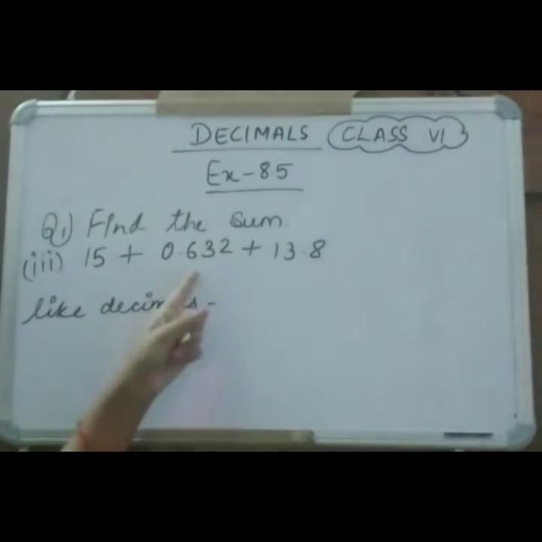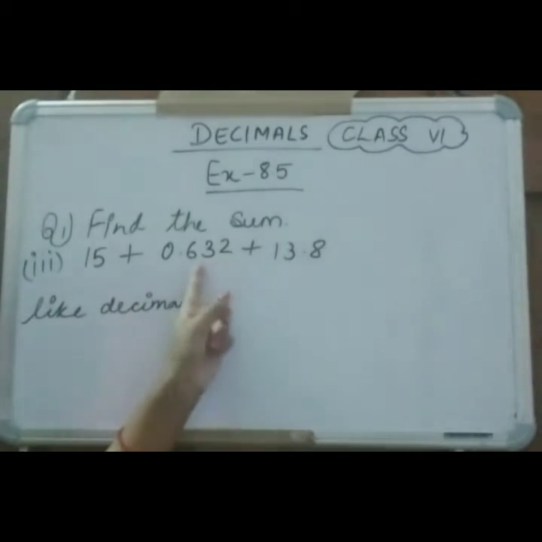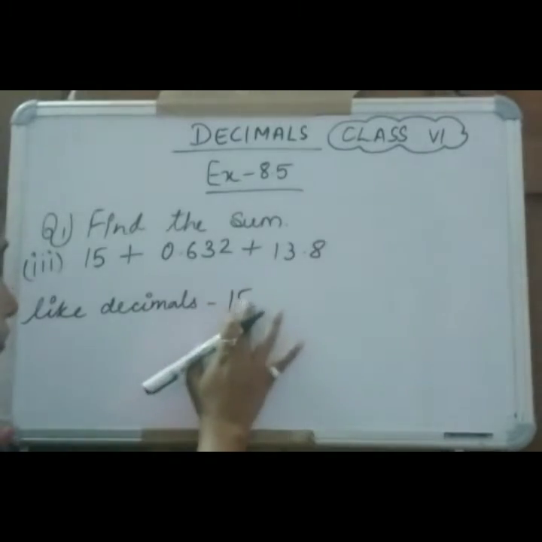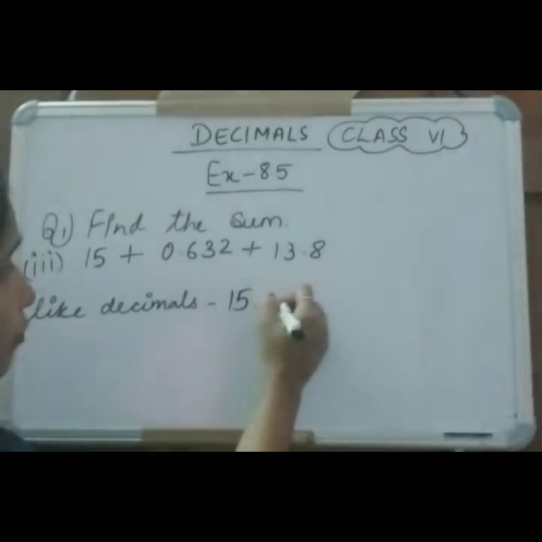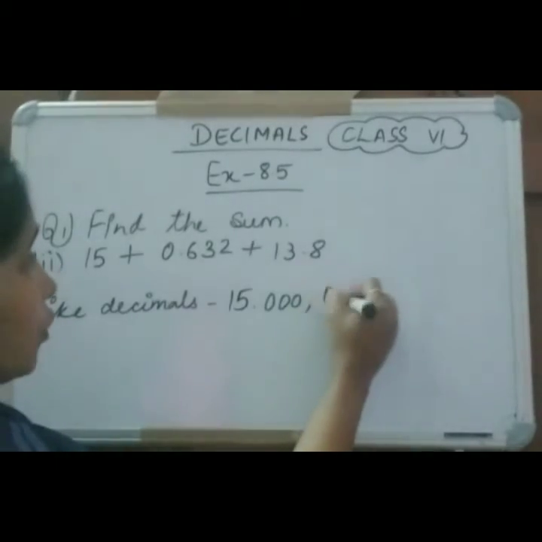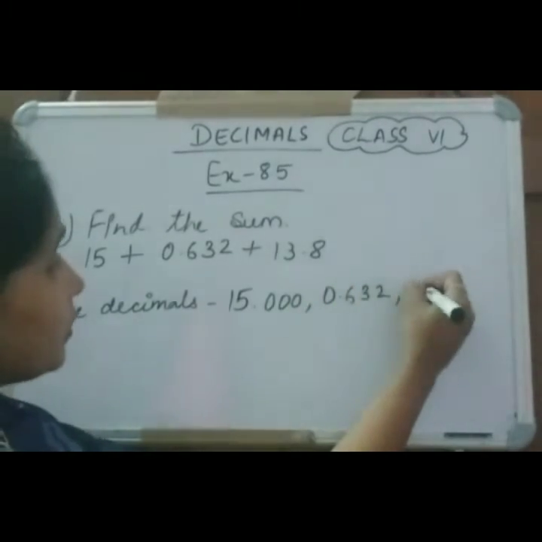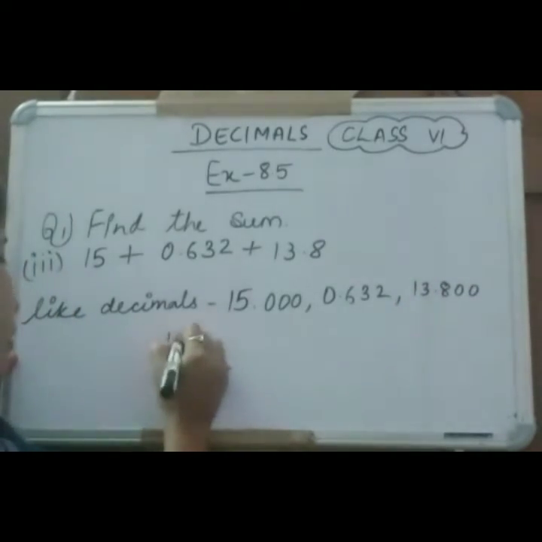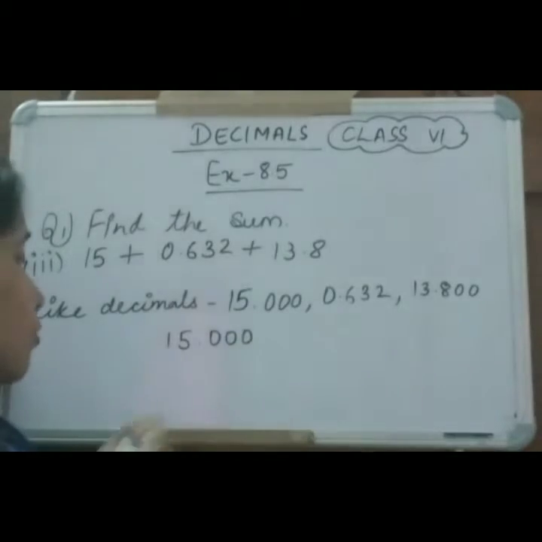Now here is the third one. Now here after the decimal place, this one has the largest number of digits, having 1, 2, 3. Now we will convert them. This is only 15, means it is a whole number. So after the decimal we will put 3 zeros. Here it is 0.632 and 13.800. Okay. So first of all we will write down 15.000.